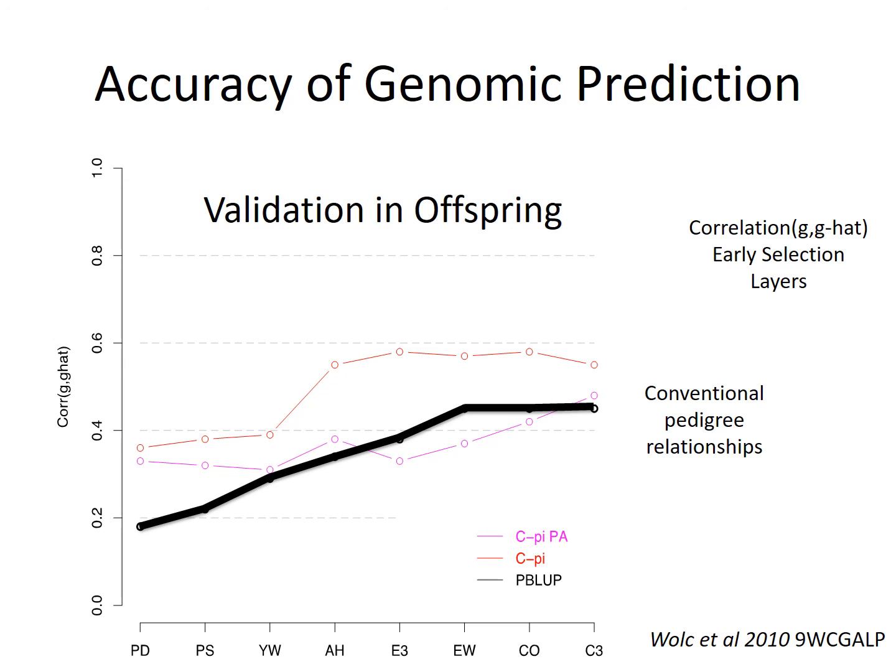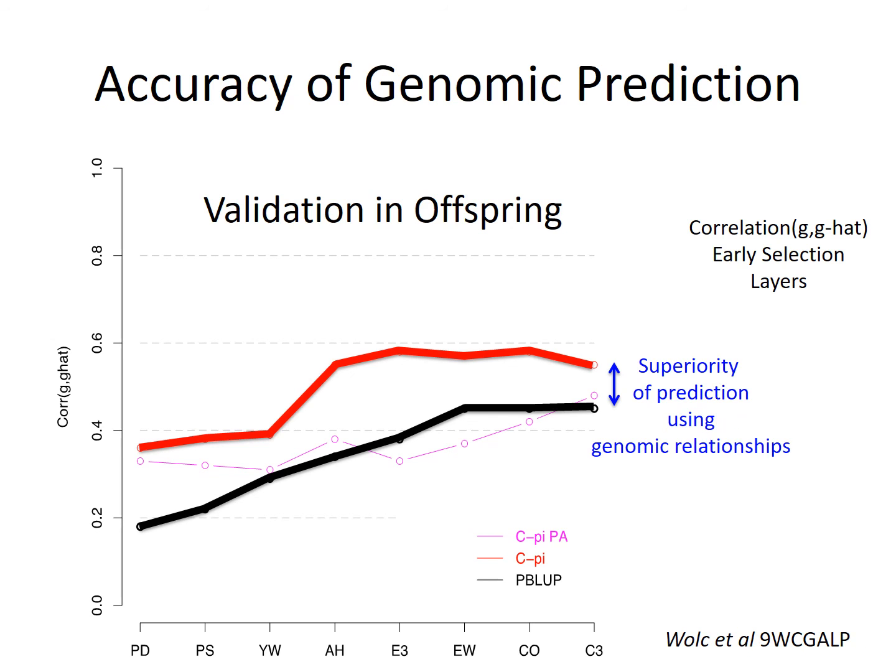And the black line that goes up from the left to the right represents the accuracy of prediction we can achieve when we do selection using phenotypes and conventional pedigree relationships. The red line, which you'll notice there is superior for all the traits, represents how well the prediction is done when we use genomic relationships, the same kind of prediction as I just explained to you that are used in humans for Alzheimer's disease or for coronary heart disease.